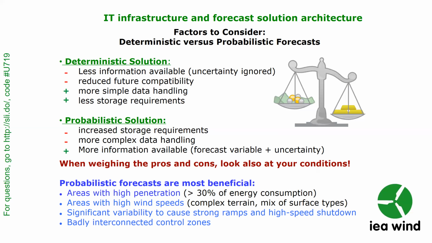So that's what I want to tell about. I have put down a few more things there where the probabilistic forecasts are beneficial. What we have seen is that it's usually most beneficial in areas with high penetration and with high winds, because that's the complex terrain, mix of surface types, and higher risk of high-speed shutdown. And also when there is a significant variability. That's what I said with ramps and stuff. And also what we see is when there is a bad interconnection, or the control zone is not interconnected well.